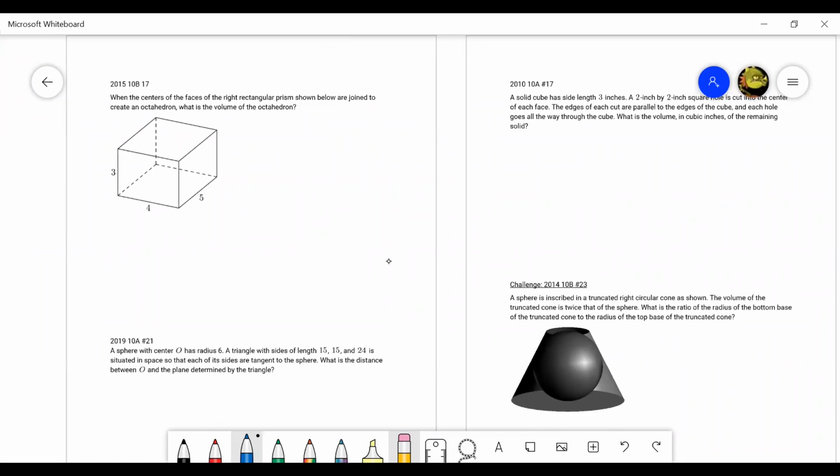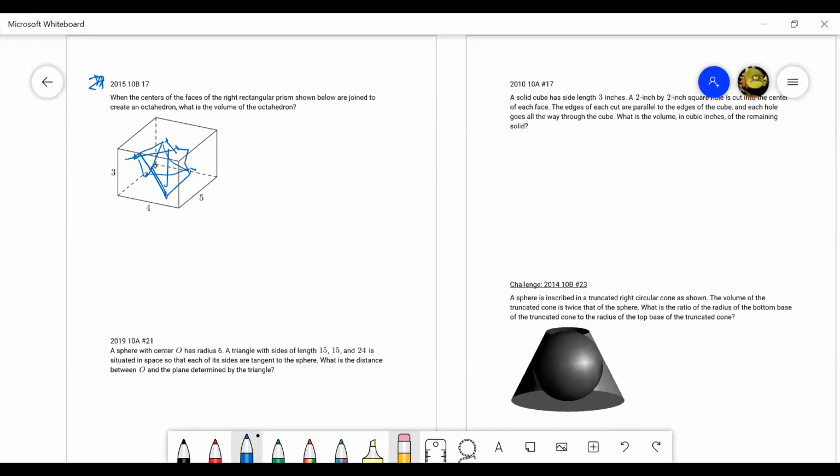So, okay. Next we have the problem where the centers of the faces are joined to form an octahedron. What's the volume of the octahedron? The cool part about prisms is that you can think of them as inverses of an octahedron. An octahedron has 8 faces and 6 vertices. A prism has 6 faces and 8 vertices. So that's why you know that when you connect the centers of all the faces, you're going to make an octahedron. And it's going to look like that.